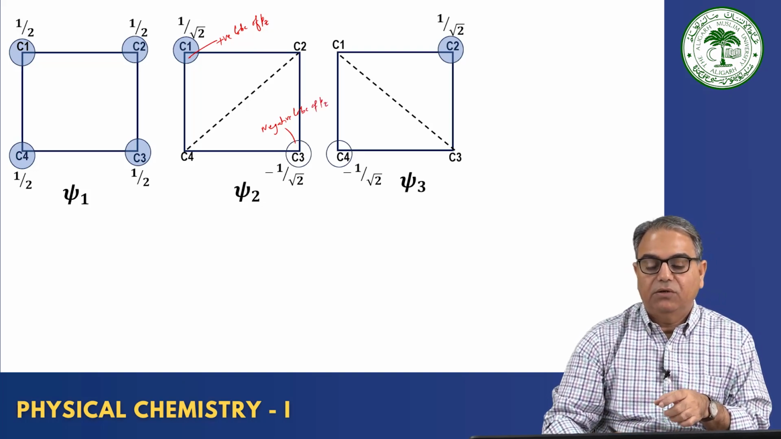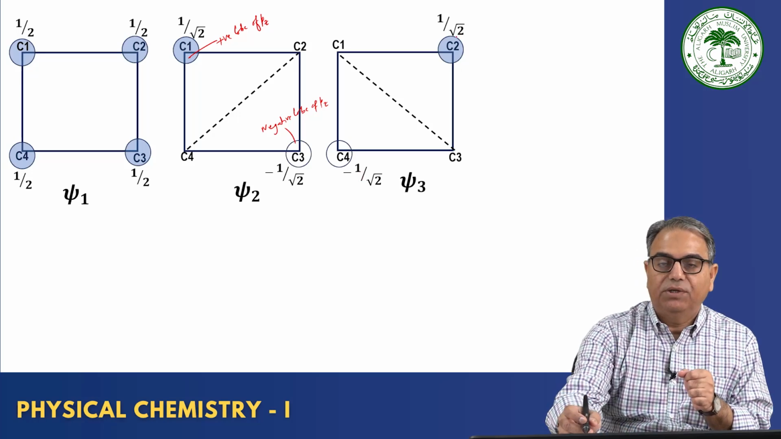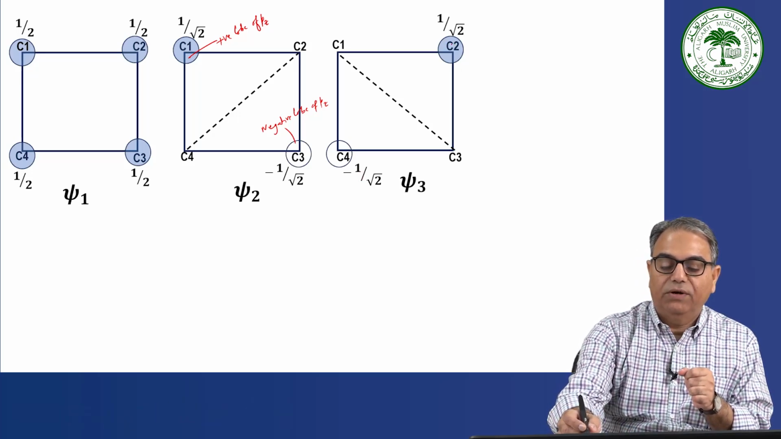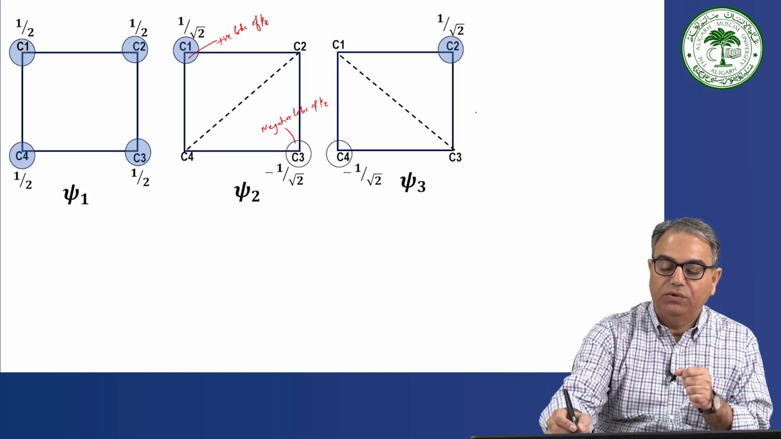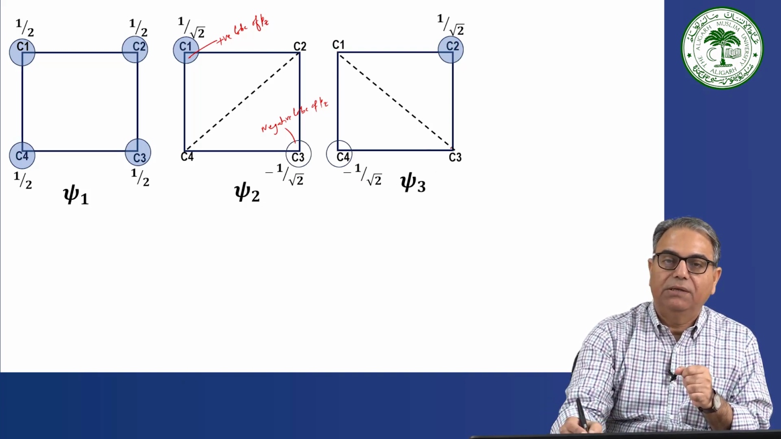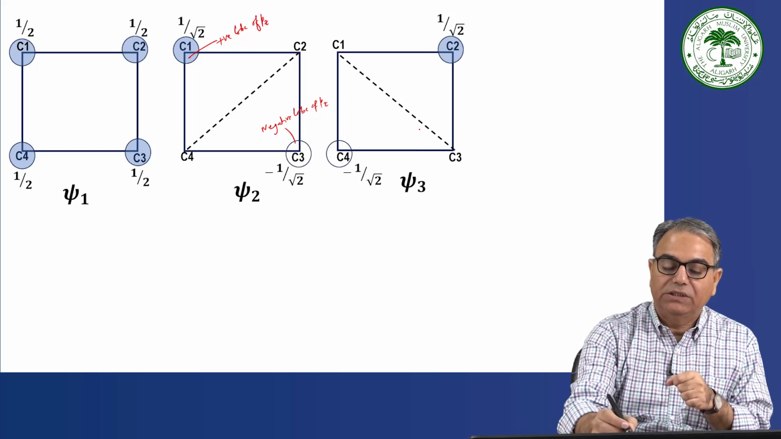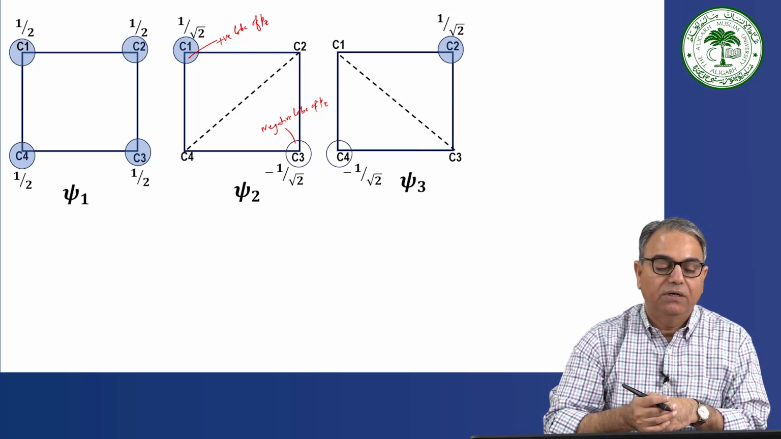So the same thing here also. You have a negative sign here, you have a positive sign here. So if you go from C2 to C4 through C3, in the mid you will have a node. So the node, this dotted line, indicates the nodal plane of the molecule.